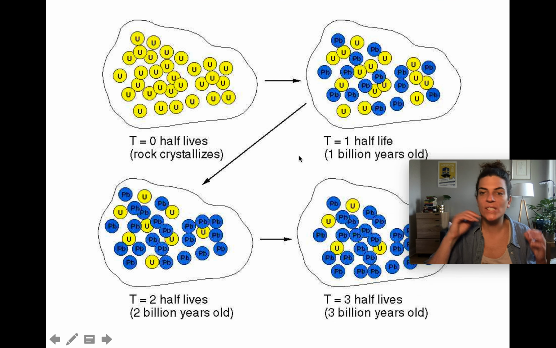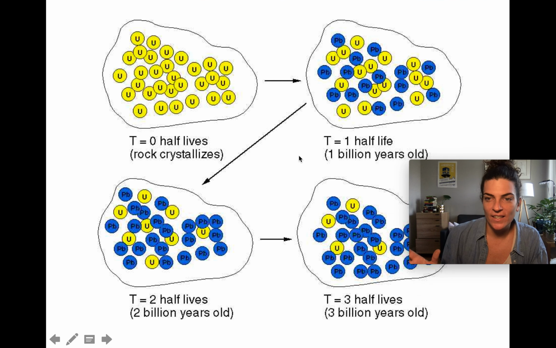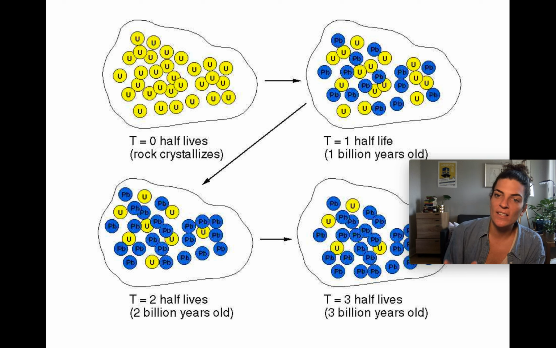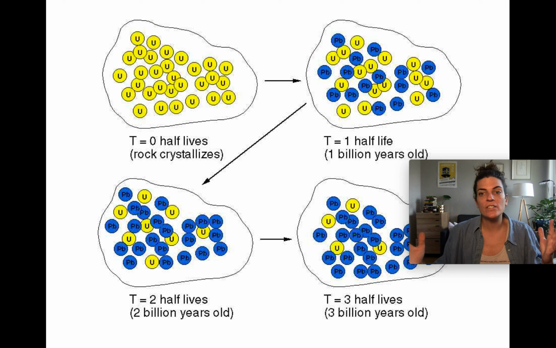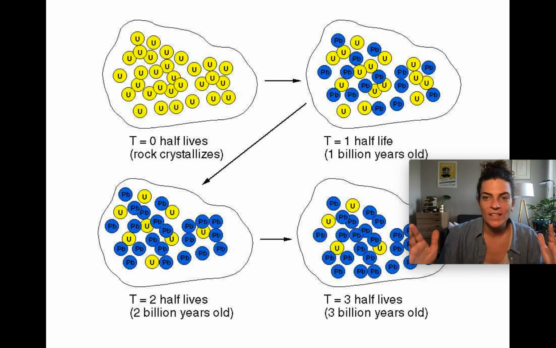A billion years later, we have 50 radioactive uranium ions left, and the other 50 have become stable atoms. They've decayed to become stable atoms, and it took a billion years to go from 100 to 50, which means that half of the original radioactive material is now decayed to a stable material. So that billion years is what we call a half-life.